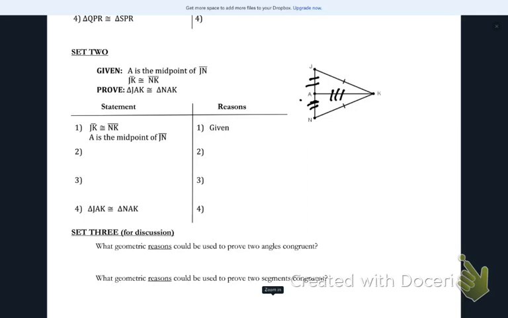The given is already there. You can decide to either talk about this one here because of reflexive as your second step, or this one here because of the midpoint. It doesn't matter. You can flip your steps 2 and 3. Doesn't matter which one you go with first. So I'm going to choose to talk about the midpoint. Side AJ is congruent with AN. And the reason for that would just be the definition of a midpoint. I'll abbreviate if that's okay.